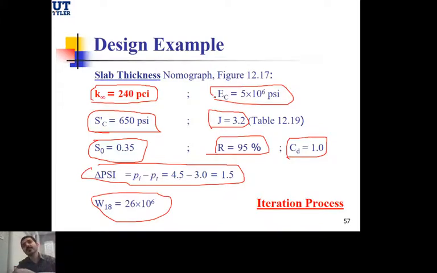So once you come to this convergence, typically you're going to ask me when should I stop doing more iterations. Once the difference between the last two iterations is around 0.5 inches, then you are good to go.